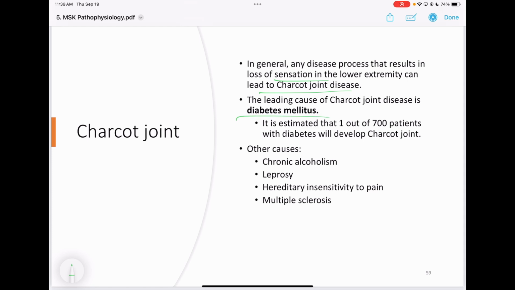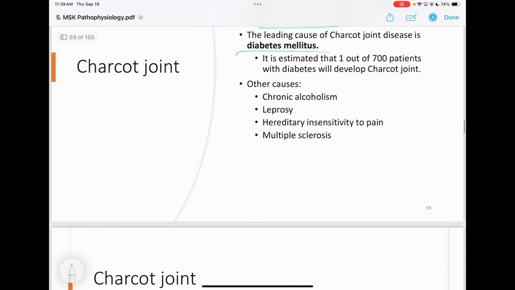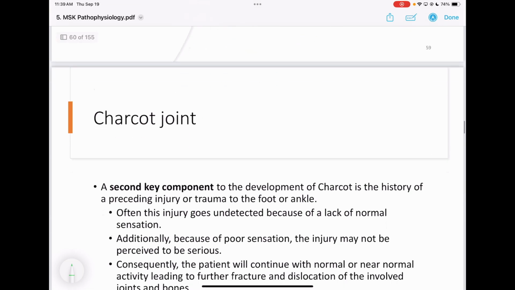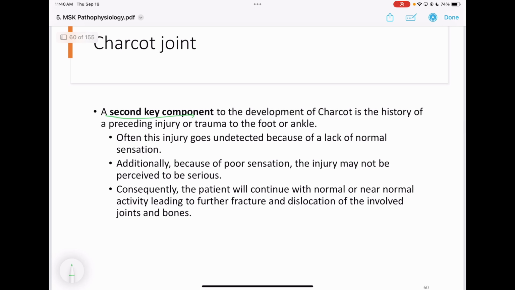Diabetes is the most common cause because they get peripheral neuropathies. Other causes of a Charcot joint: chronic alcoholism, leprosy, hereditary insensitivity to pain. There's a couple of people who don't feel pain. It's very, very rare, but it happens, and multiple sclerosis as well. So, secondary key component. First one, you have to have a peripheral neuropathy. You have to have a way to not feel a pain.